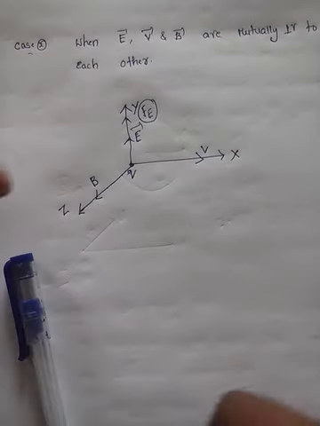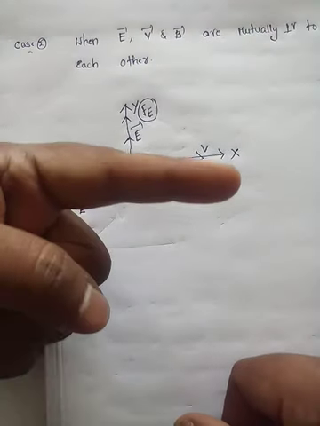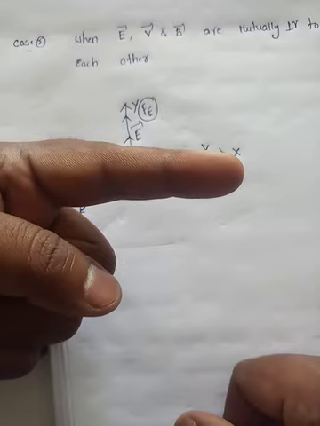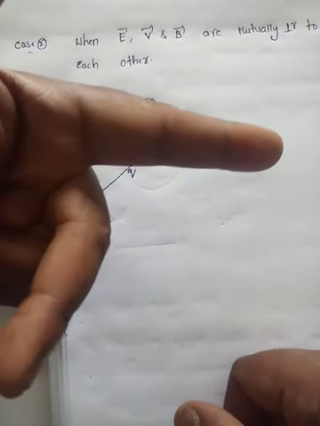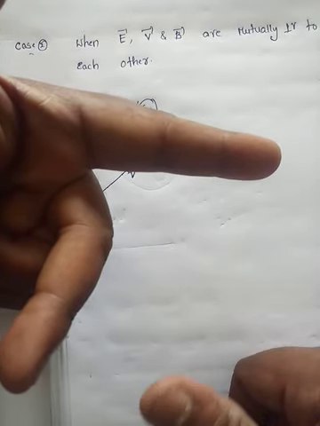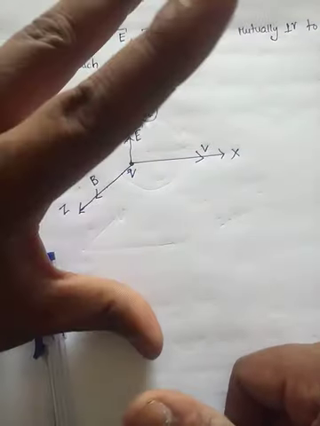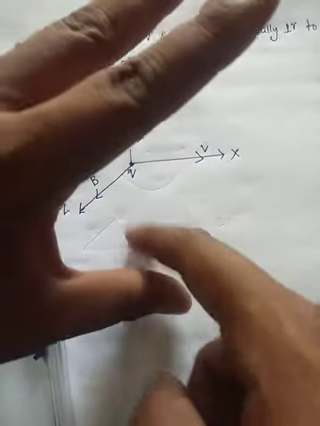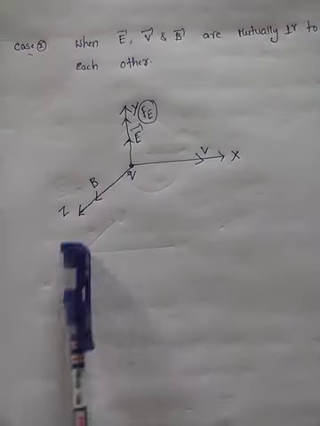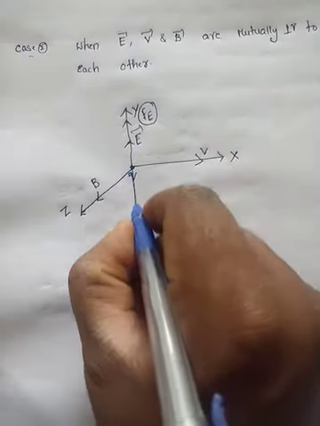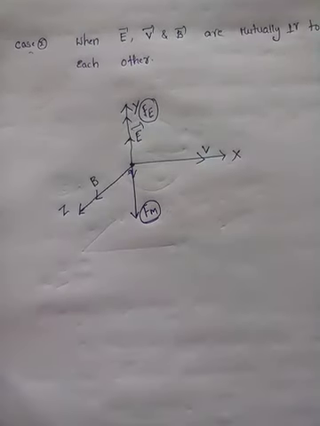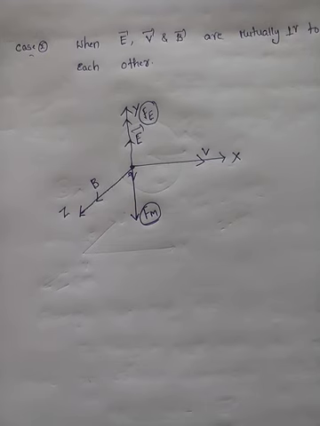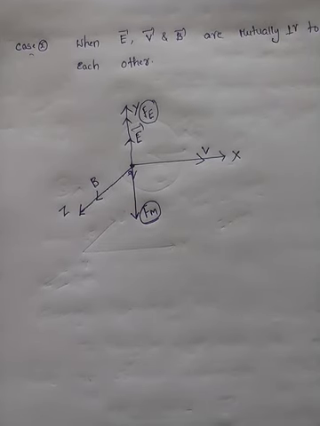Now the charge is moving along the x axis, so we should remember Fleming's left hand thumb rule. Next, the magnetic field is along the z axis. So the direction of the thumb is towards which direction? Negative y axis. So it experiences the force along the negative y axis. This is Fm, the magnetic force.